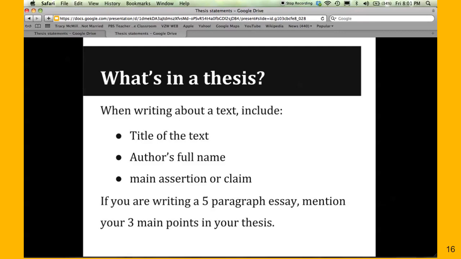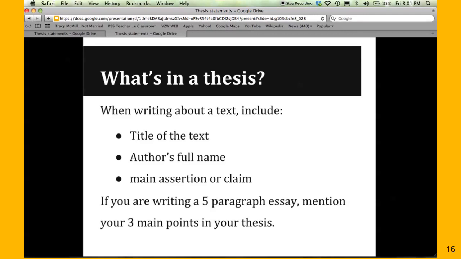When you're writing about a text, a book, a literary piece, an informational text, you want to include the title of the text that you're writing about, the author's full name, and you want to include your main assertion or claim. And for those younger writers who are just starting to learn about structured writing, so you're focusing on the 5-paragraph essay, you want to mention your 3 main points in this thesis.